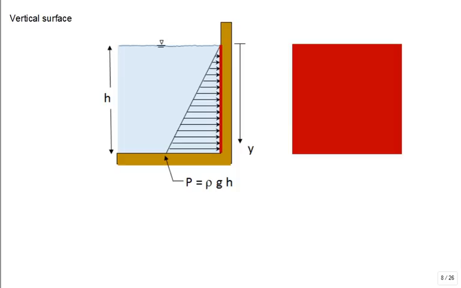Let's take now a look at a vertical surface. So I'm interested in the equivalent resultant force that the water exerts. The water is only on the left side of this vertical surface. I color code it red right here. And also I give you a different projection.